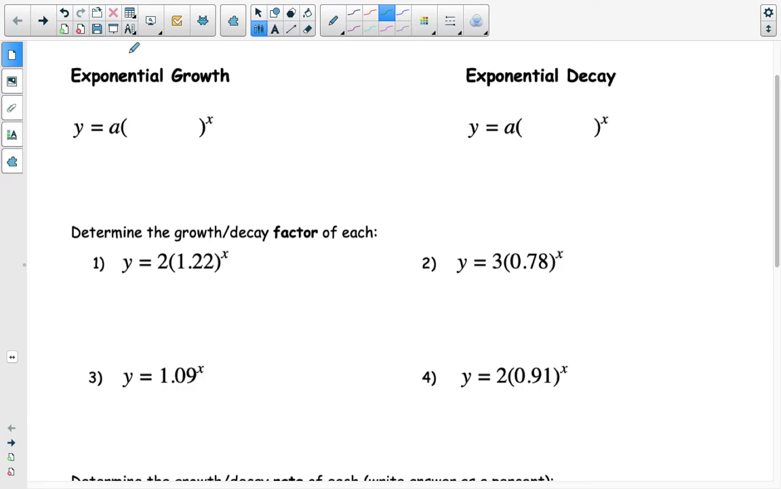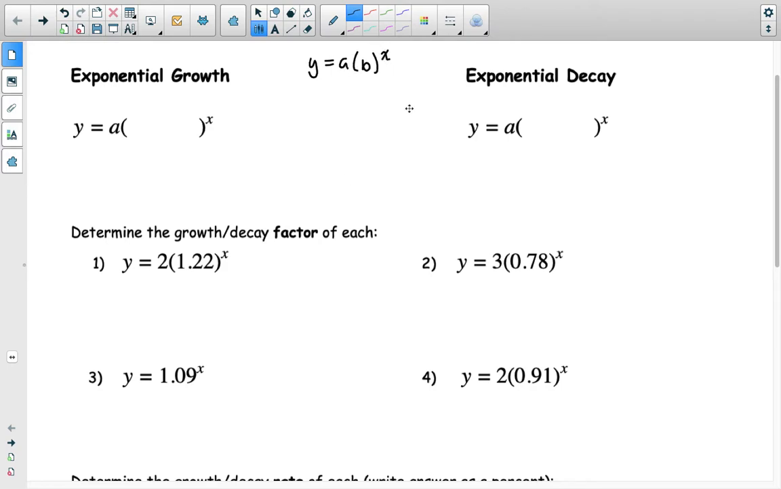This video is on exponential equations. We're going to look at all the differences between exponential growth and decay. We're going to look at the difference between the word factor and the word rate, and to know which one we need. So exponential growth and exponential decay use the equation y equals a times b raised to the x power.